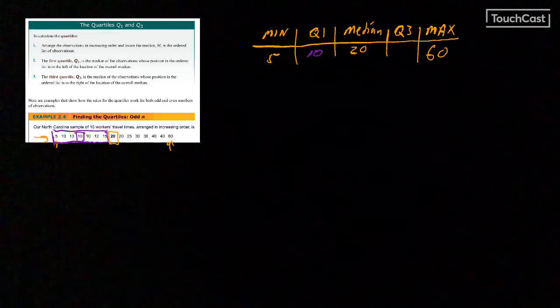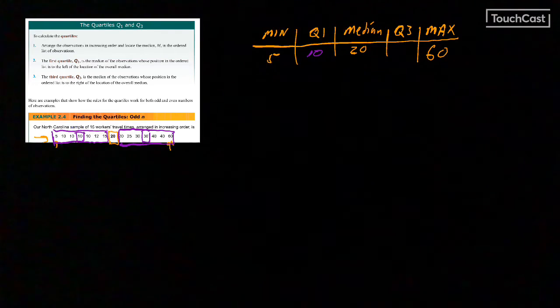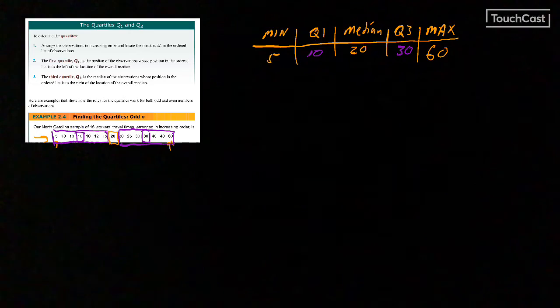And then we look at the other side, and again, it's 7 on this side, which means that this 30 is the middle, the median of that subset of the data set. So this is going to be 30. So now we know the 5-number summary.